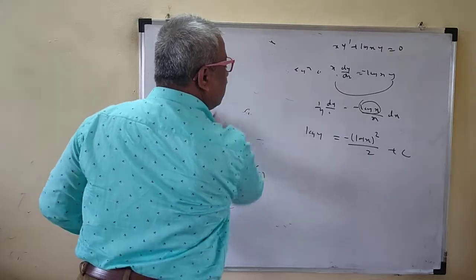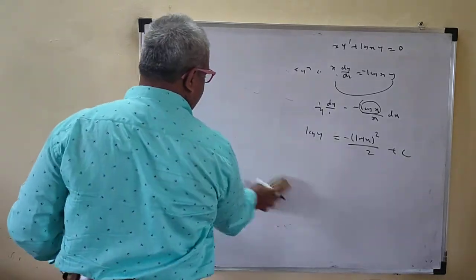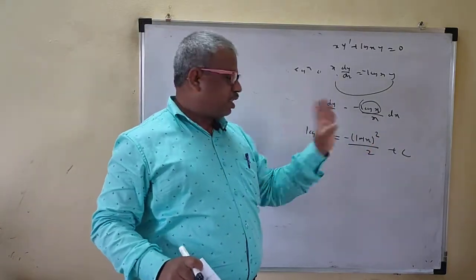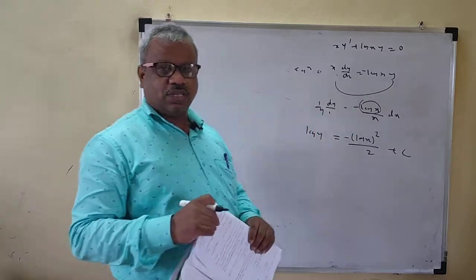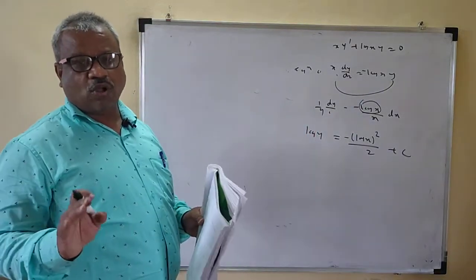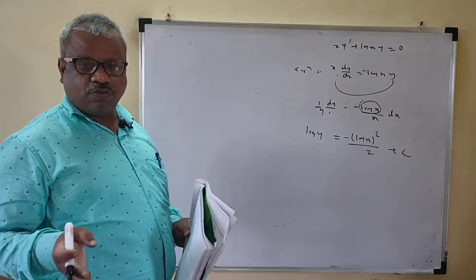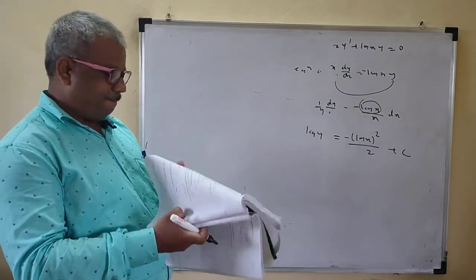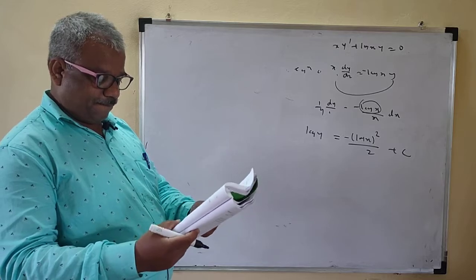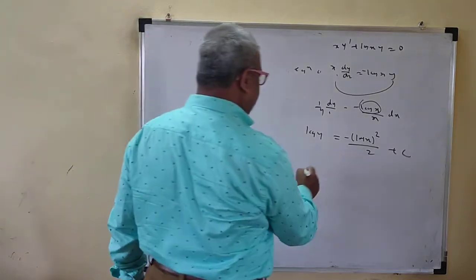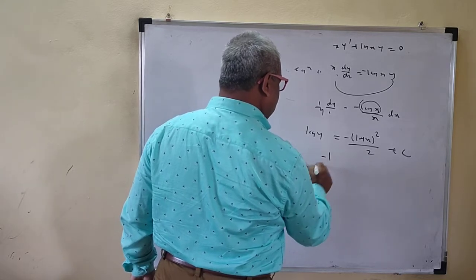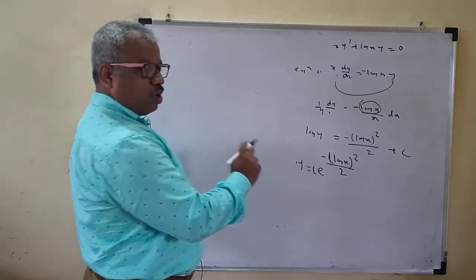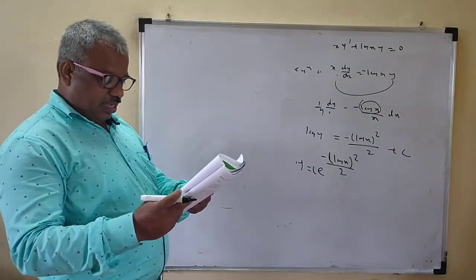You may take this as e raised to something if you want. Now this is not simplified. Log of x bracket square is not simplified. This is log x into log x, but there is no formula for log a into log b. There is a formula for log a into b, log a upon b. So if you want to write in terms of e, then e raised to minus c, e raised to minus log of x bracket square upon 2. If you don't want log y, then your solution is like this.